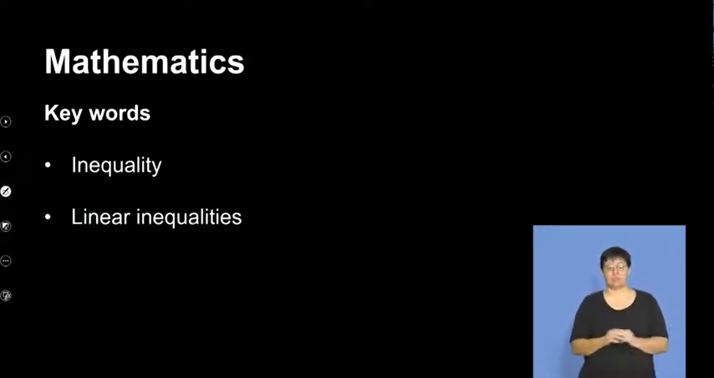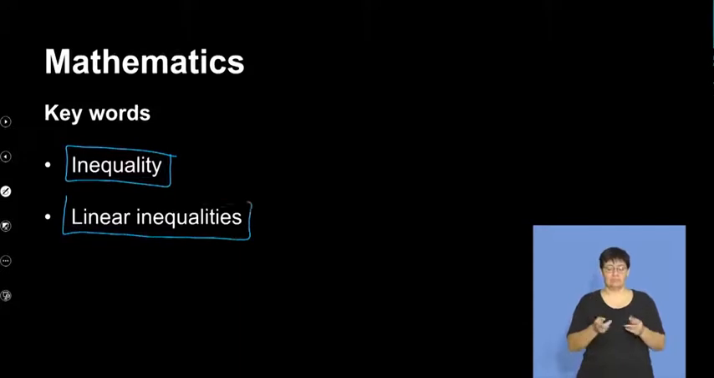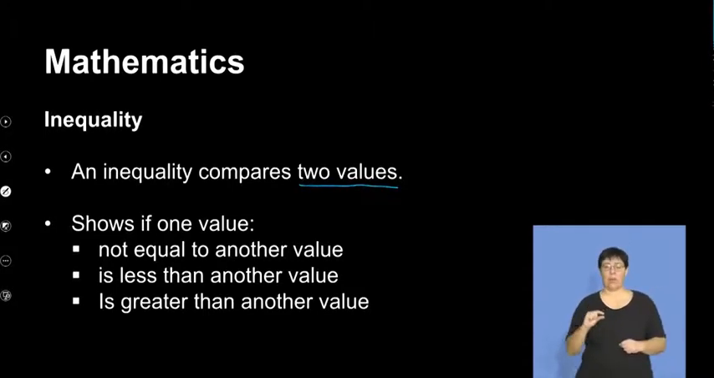The keyword for this lesson is an inequality. We're going to look at what exactly an inequality is, and then we will make it a linear inequality and see how we talk about a linear inequality. Now, an inequality compares two values. What does this mean? It means one value might be bigger than the other value, or it might be smaller than the other value, or it might not be equal at all. So this shows whether one value is equal to another or not equal to another.